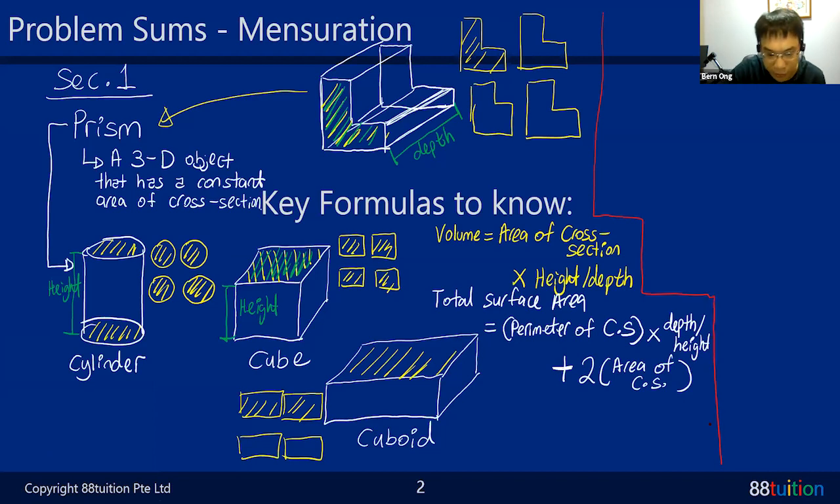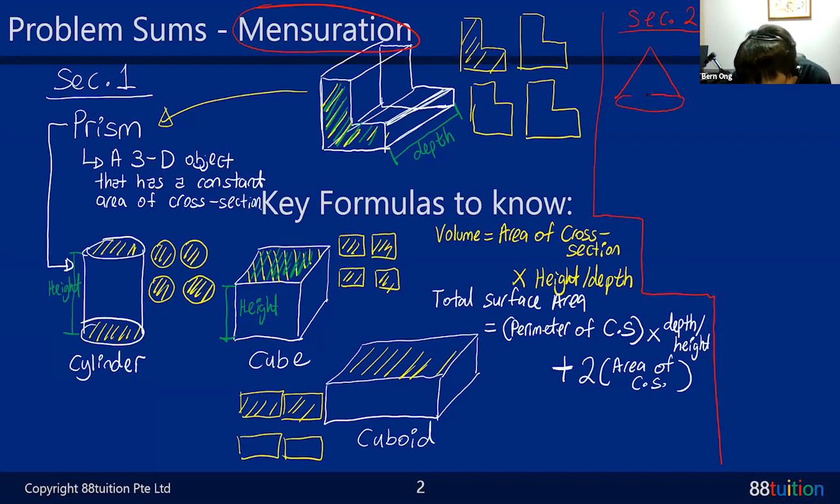All right, this topic is called mensuration. It's all about formulas and measurement. Very easy. Just put in the right numbers, know the formula, and bam, you get your answer. For Sec 2, we talk about something called the cone. What is this? This is a cone.